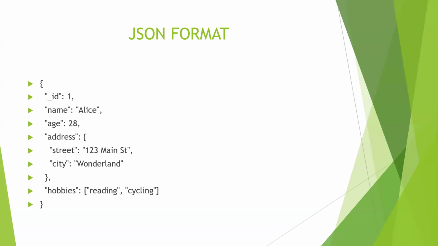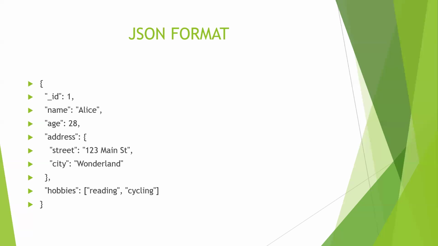That is a JSON format. So you can see here, it consists of key value pairs. For example, in this case, ID is a key and the value is 1. Name is a key, the value is Alive. Age is a key and 28 is the value. In this way, for address, city, and district, I have mentioned the key and value pairs. So this is a JSON format in which we are going to store the data in MongoDB.